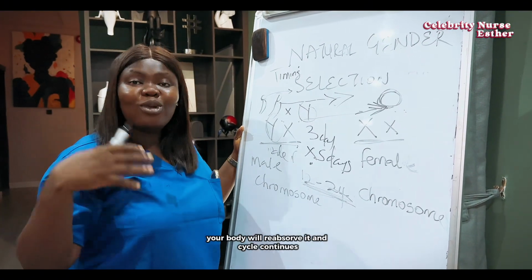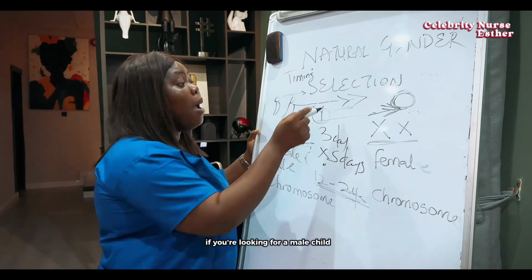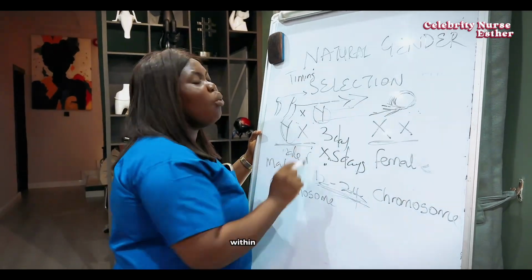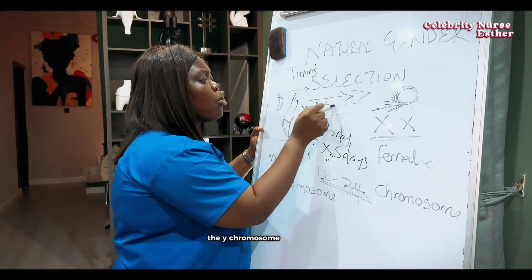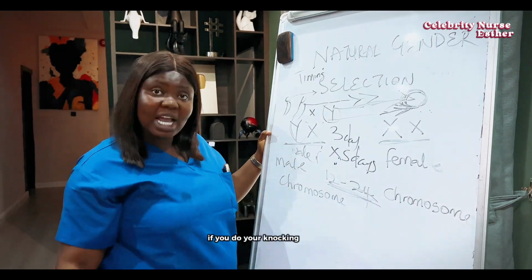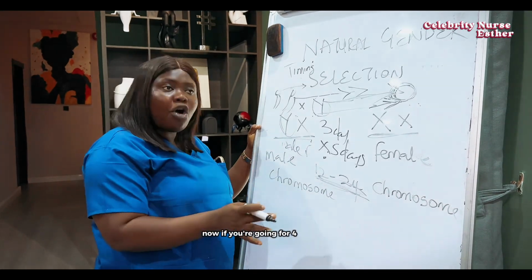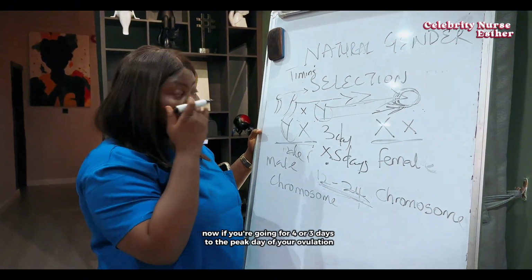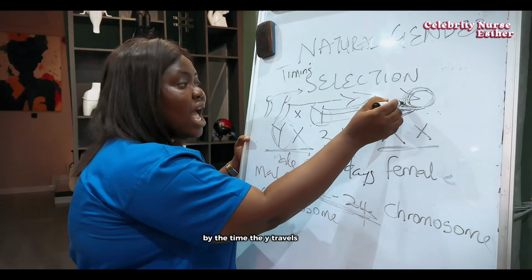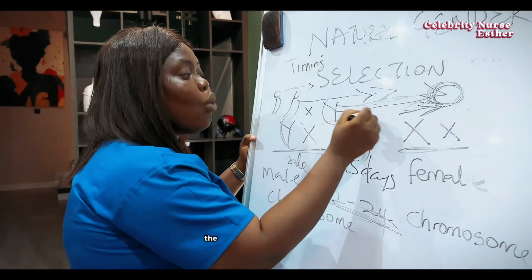But we know that at least from 12 to 24, if that egg is not fertilized, your body will reabsorb it and the cycle continues. So if you're looking for a male child, by the time the egg is released, within a few seconds, the Y chromosome has located the egg and fertilized it, if you do it on the peak day of your ovulation. Now, if you're going for 4 or 3 days to the peak day of your ovulation, by the time the Y travels and gets there, the egg is not released. Within 3 days, the Y will die off.